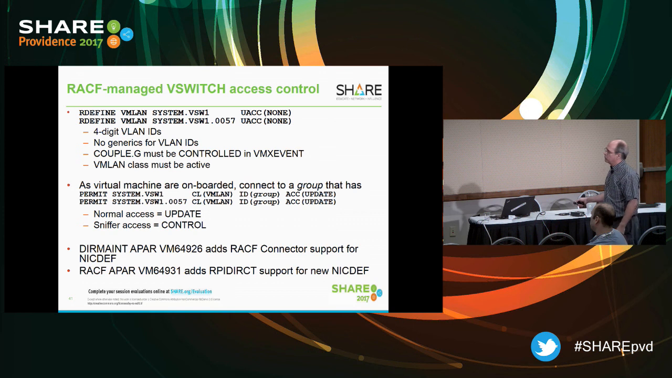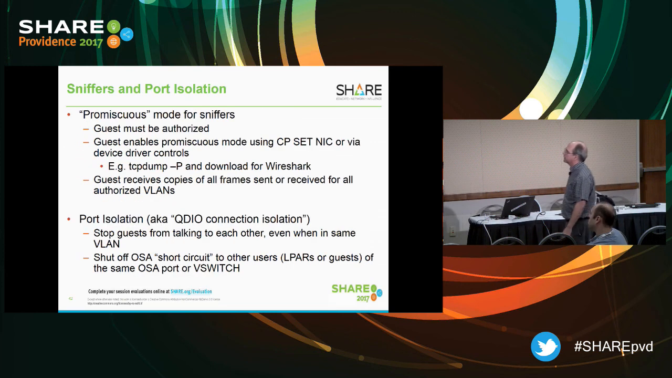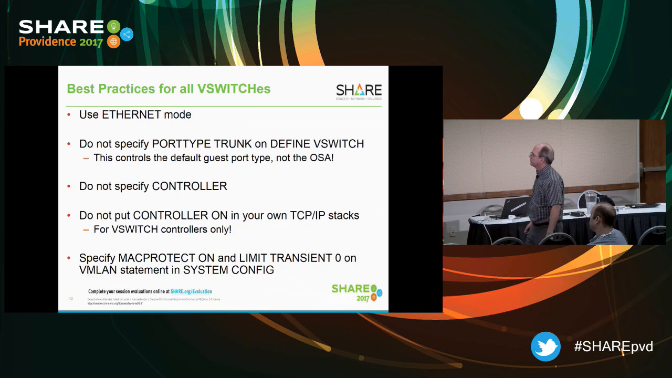There's a couple more APARs. Dirmaint has an APAR that updates the RACF connector to support this NICDEF so that you can do some of this stuff automatically if you like. And another one for RPI Direct. We talked about sniffers, not going to talk about that here. And then we're able to operate the VSwitch so that the cross circuit from one LPAR to the other that occurs down in the OSA, I can shut that off. Don't need it, okay, or don't want it.